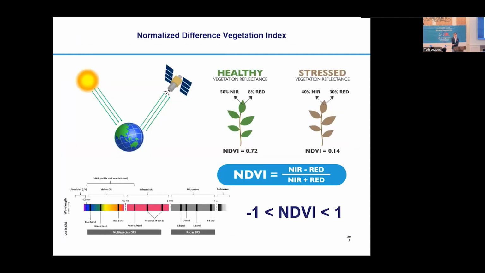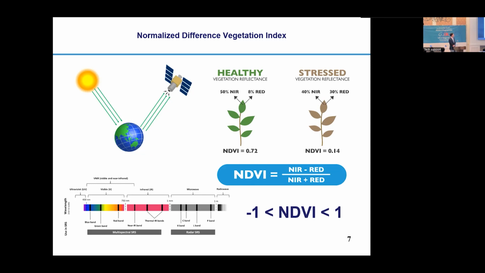Немножко расскажу, что это за индекс. Этот индекс используется в дистанционном зондировании крайне широко. Он показывает количество фотосинтетически активной биомассы. Как это работает?